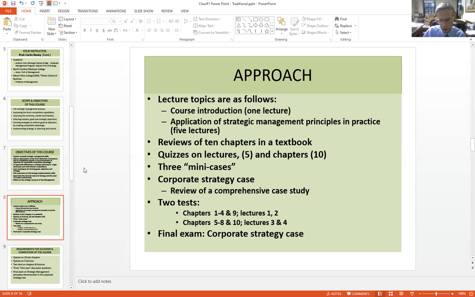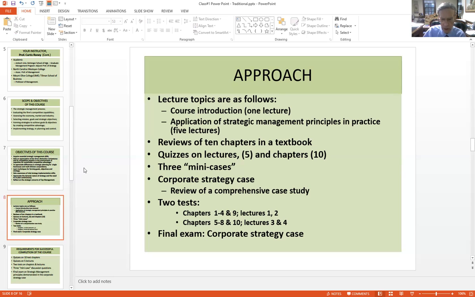So there will be quizzes on every lecture and every chapter. In addition, we'll choose 3 mini cases. There are several mini cases scattered throughout the textbook, but in the second half, after we're done with those big lectures, we'll take a look at the 3 sets of mini cases that are little vignettes, really short stories about how companies have dealt with particular strategic issues.